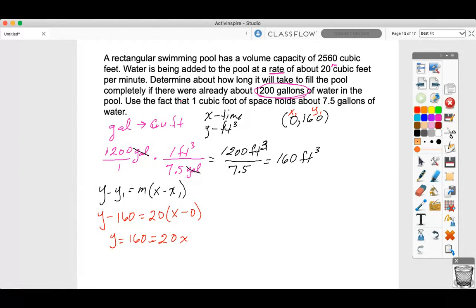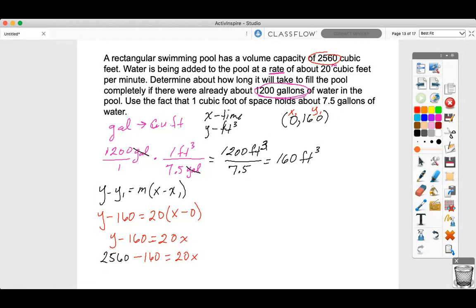Okay, and we want to know, let's see, where's the question? Determine about how long it will take to fill the pool completely. Well, completely is 2,560, and that is cubic feet. So that's our y. We're going to substitute 2560 in for y. So here we're going to take 2560 minus 160 equals 20x. We did that substitution because that's how much we can fit in there. That's going to be completely full.